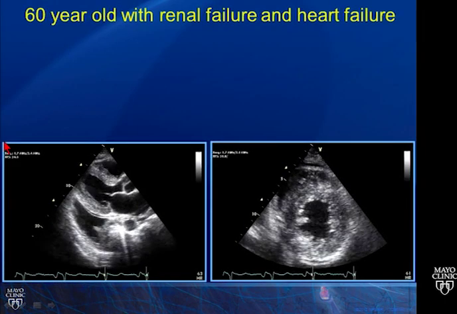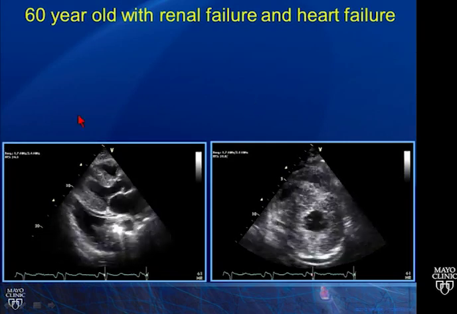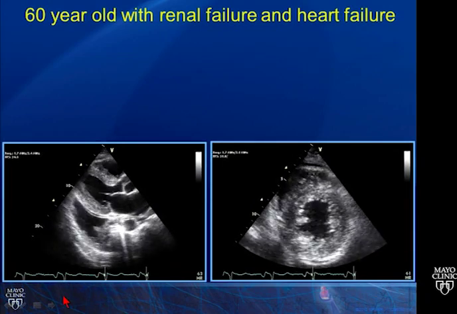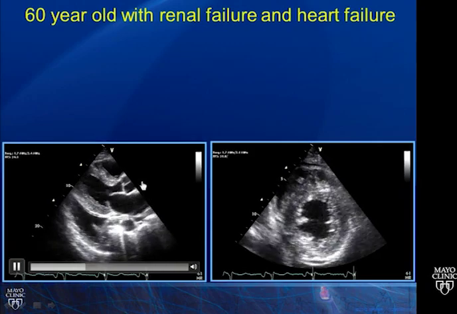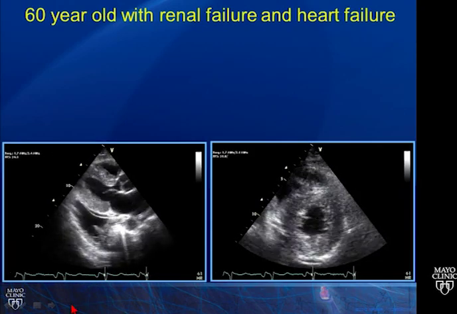So our 15th case now, we're doing pretty well. I've only got 10 more to go. 60-year-old with renal failure and heart failure. And so you see this parasternal long axis view, parasternal short axis view.